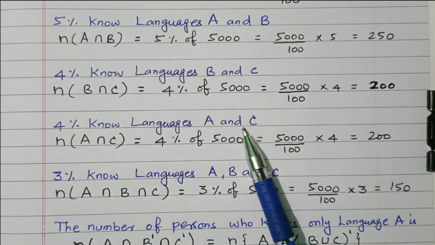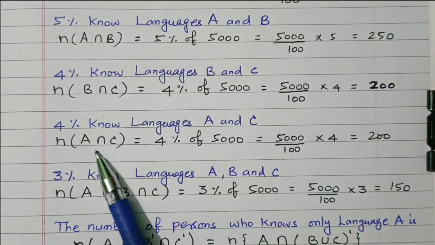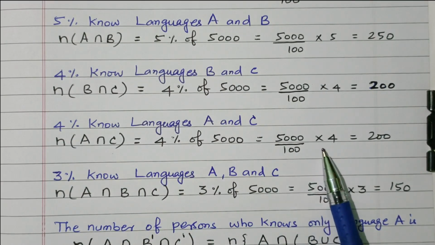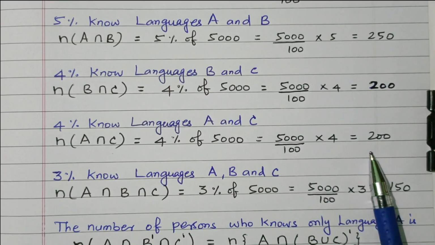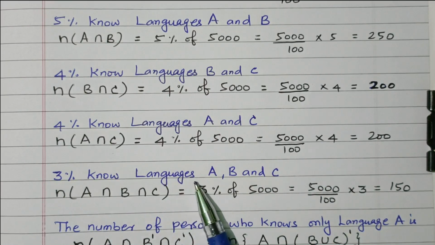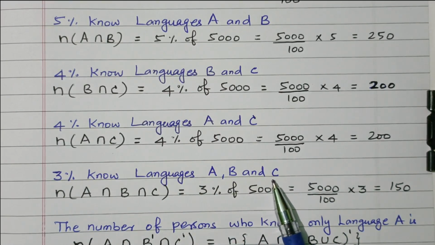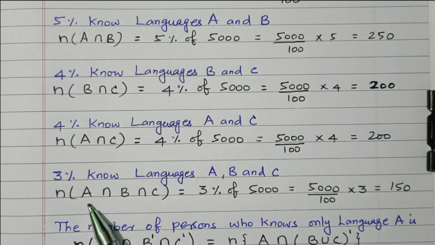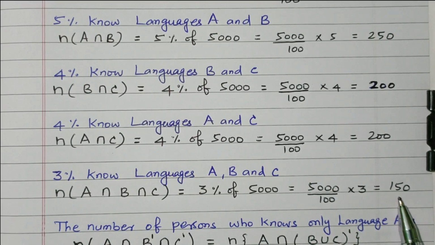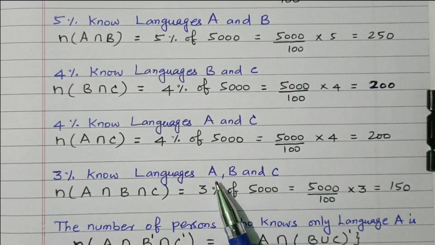4% knows language A and C. So n of A intersection C equal to 4% of 5,000. 5,000 divided by 100 into 4, that is 200. So 200 persons knows language A and C. Then 3% knows languages A, B and C, all three languages. So n of A intersection B intersection C equal to 3% of 5,000, that is 5,000 by 100 into 3, that is equal to 150. So 150 persons knows language A, B as well as C.